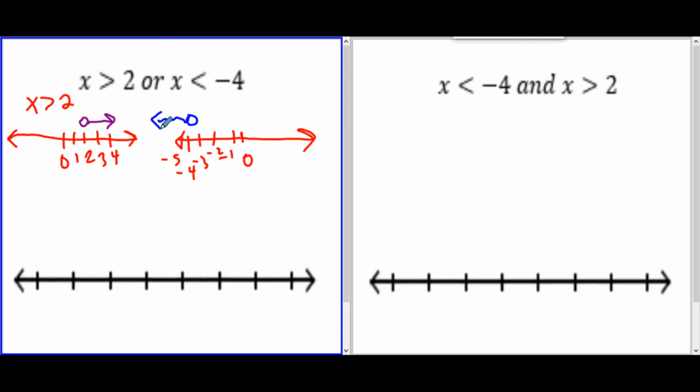So my solution for this one is going to be what I plot on the line below. So I'm going to plot negative 4.